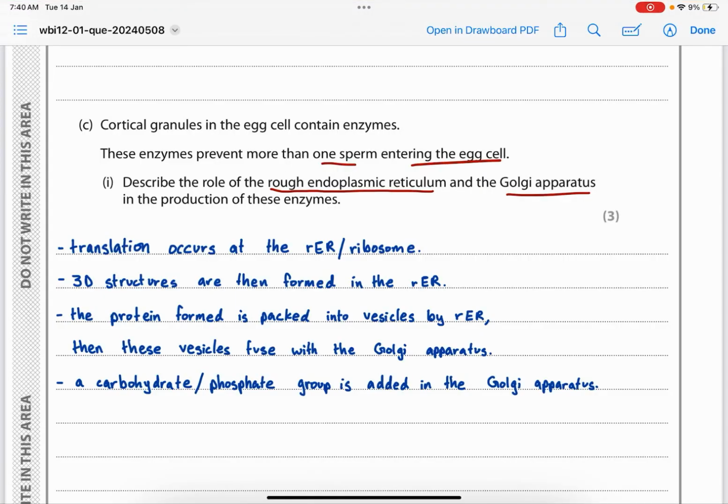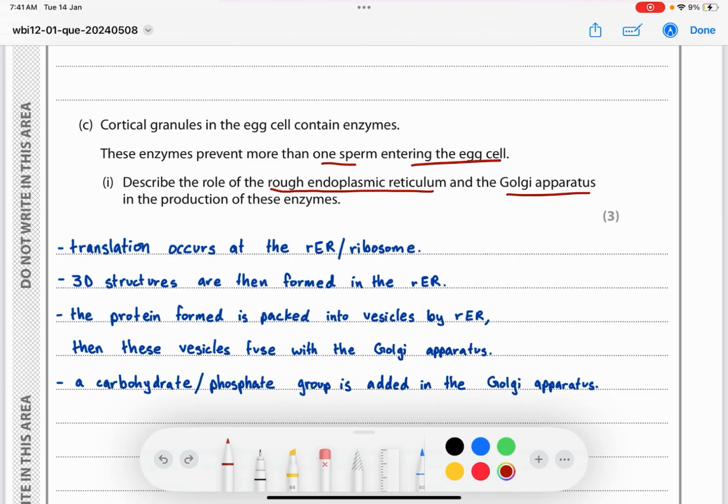Okay, cortical granules in the egg cell contain enzymes. These enzymes prevent more than one sperm from entering the egg cell. So describe the role of rough endoplasmic reticulum and the Golgi apparatus in the production of these enzymes. This question, you guys, is also extremely important. So please write down a model answer, memorize a model answer, and use it in your exams.